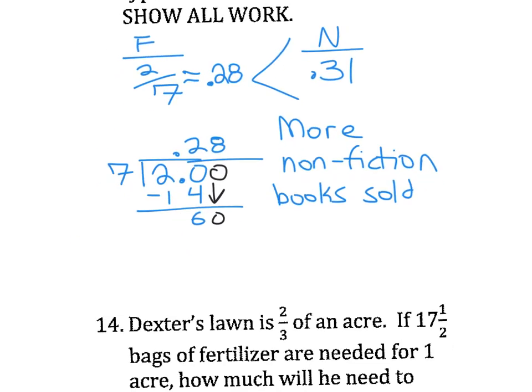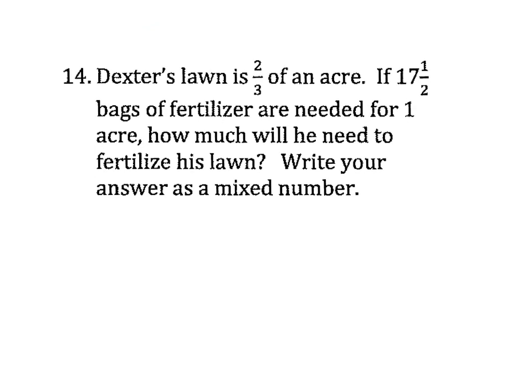Okay. For number 14, it says Dexter's lawn is 2/3 of an acre. If 17.5 bags of fertilizer are needed for 1 acre, how much will he need to fertilize his lawn? Write your answer as a mixed number. So the key here is the word of. They tell you that Dexter's lawn is 2/3 of, or times, an acre. Of means times. So the way that we're going to figure this out is we're going to multiply 2/3. We're going to figure out what 2/3 of 17.5 equals.